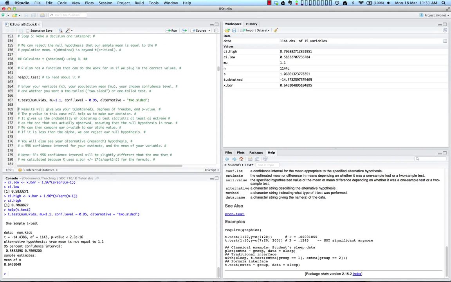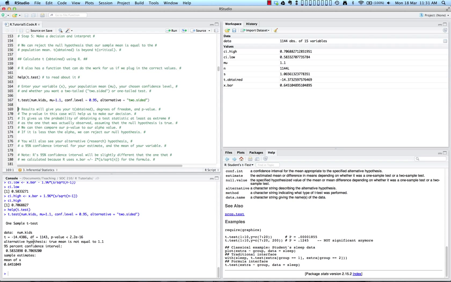Well, we run that and we get a variety of results down here that you see. So here our results are going to give us our t obtained, our degrees of freedom, and also our p-value. So you can see that the t obtained here is the same one that we got by calculating t obtained by hand of negative 14.43 in this case. We see our degrees of freedom for n-1, and we also get this p-value.